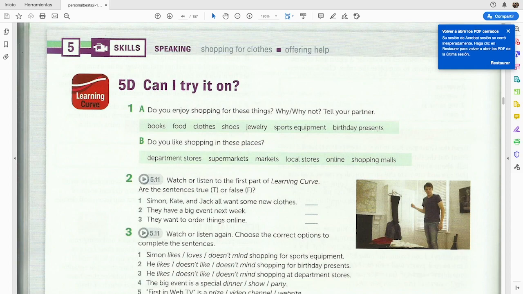So here we have some things that people enjoy doing, in this case, shopping. Here it says, do you like shopping for these in these places? When you go shopping, where do you like shopping for these things? Like, for example, department stores, supermarkets, markets, local stores, online, or shopping malls. Where do you like going or where do you like shopping when you go for these things?